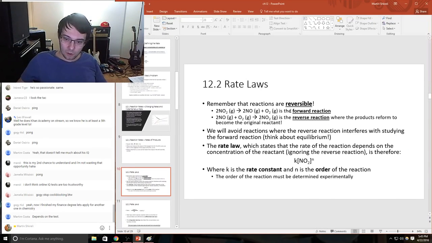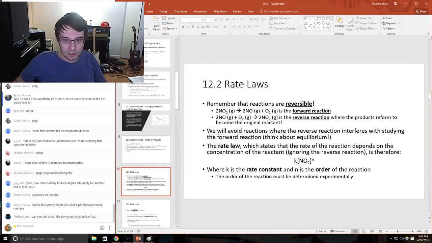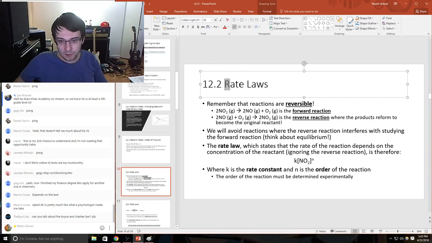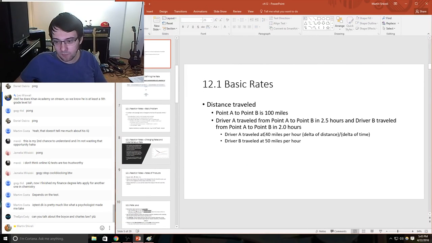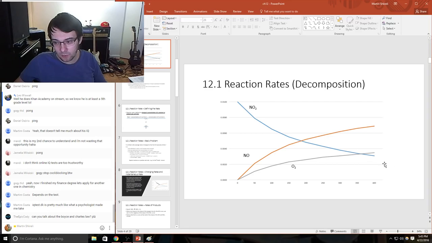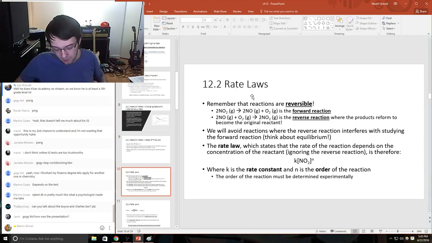All right, let's go to 12.2. One of the things that's really important to understand is that rate laws are how we describe these rates. They follow these laws. There's a reason why this seems to slow down over time. There's a reason why this is half of that, and we're going to describe those. But before we do that, one of the things I want you to keep in mind is that these reactions are reversible.